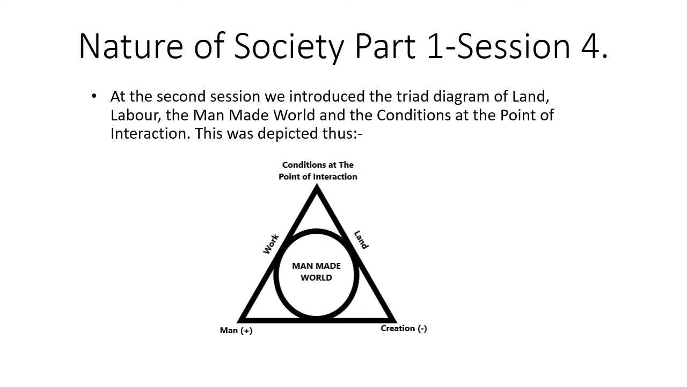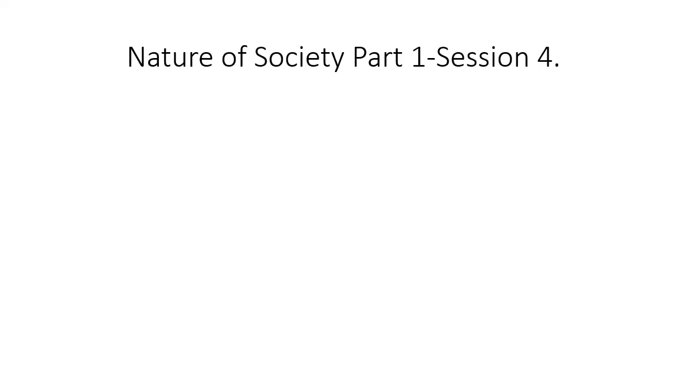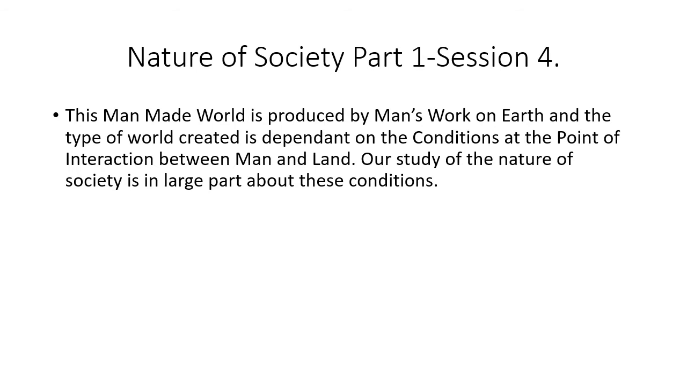At the second session, we introduced the triad diagram of land, labor, the man-made world, and the conditions at the point of interaction. And this was depicted thus. So the diagram here depicts what was introduced on the second session. This man-made world is produced by man's work on Earth, and the type of world created is dependent on the conditions at the point of interaction between man and land. Our study of the nature of society is in large part about these conditions.